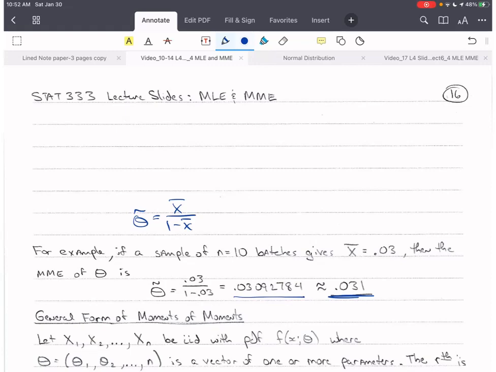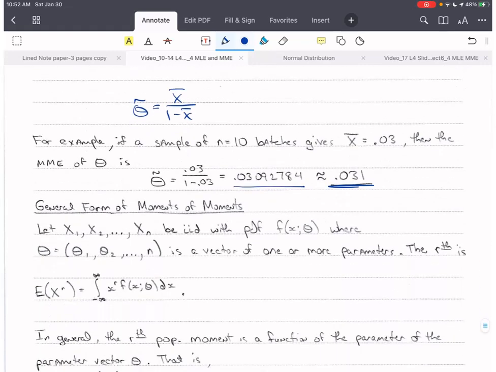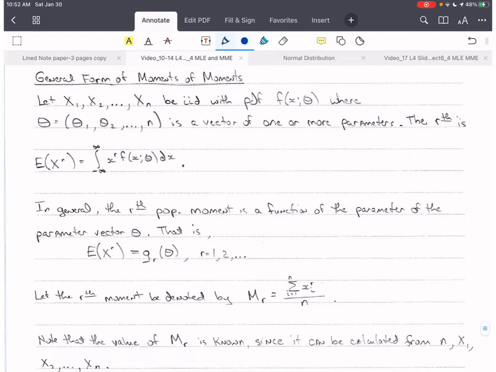Now, let's talk about the general form of the method of moments. So basically a definition here. Let x1, x2 up to xn be IID with PDF f of x and theta. You can do this for a PMF as well. It's just that you use the summation for the expectation instead of the integral. So it's easy to apply to a discrete function.